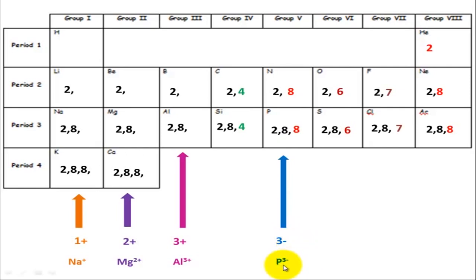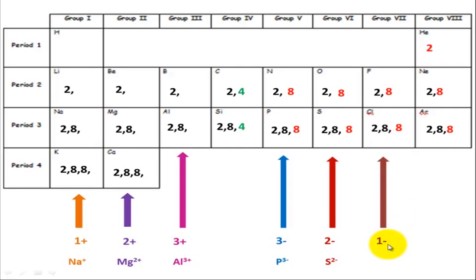We move on to the next group. In this group, it has gained 3 electrons. That's the point to note. We go to group 6. It is gaining 2 electrons. So the new configuration is 2:8, and then the charge is going to be 2 negative. So we have sulfur to the power of 2 negative. Then the next one here is group 7. It is gaining 1. So we have chloride ion. That's what happens.